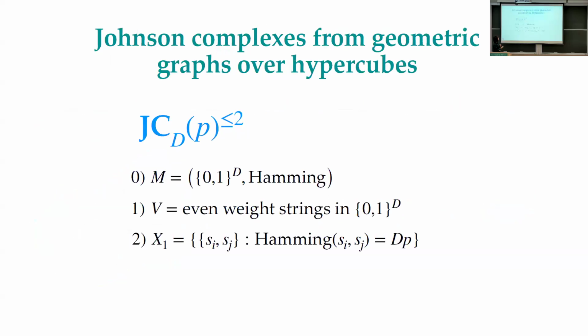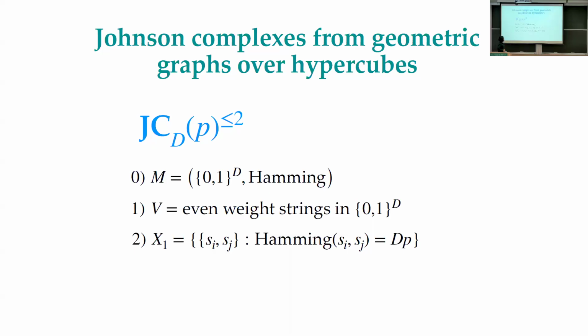Okay, great. So then what we did is pick almost the most familiar metric space for us, which is the metric space over hypercubes with Hamming distance. If we construct the geometric graphs over this metric space, we want to test whether that would be a high-dimensional expander or not. Specifically, we pick the vertices in this geometric graph to be all the even weight strings in the hypercube.